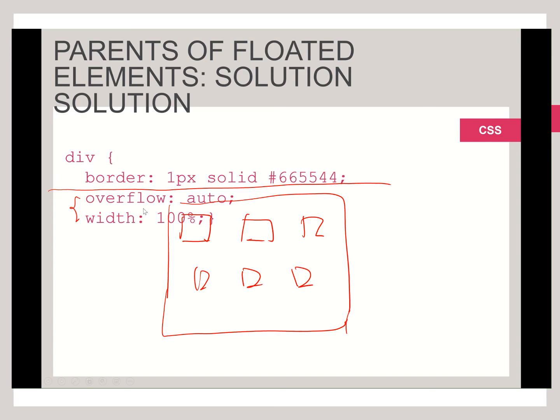The overflow for this division we set to auto. Auto is similar to scroll. For example, if we have a box and the contents are more than the space, we can scroll, correct? So you add a scroll bar. But with auto, we add a scroll bar only if necessary. That's the difference.